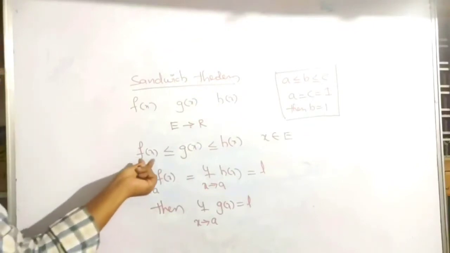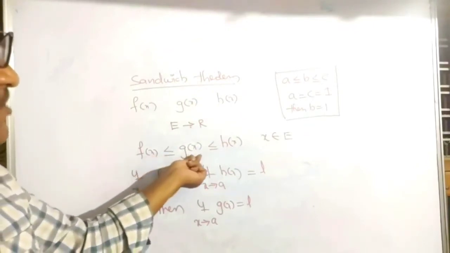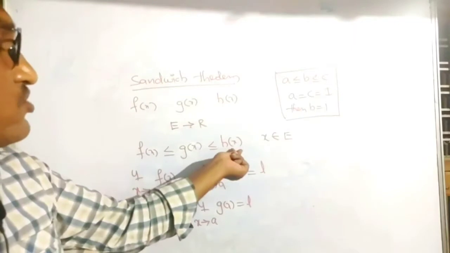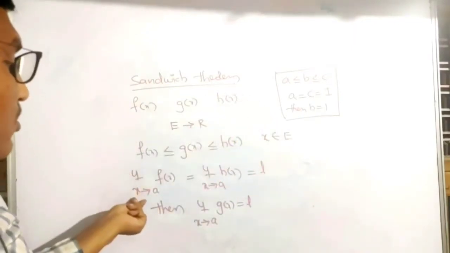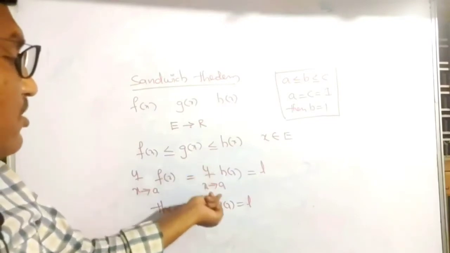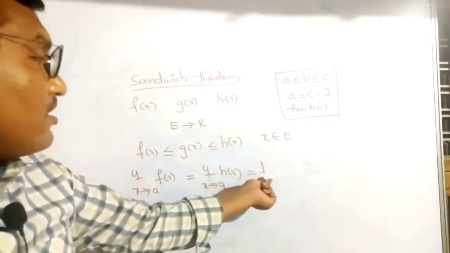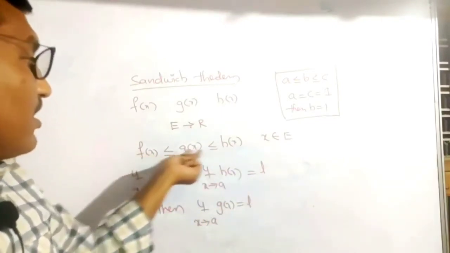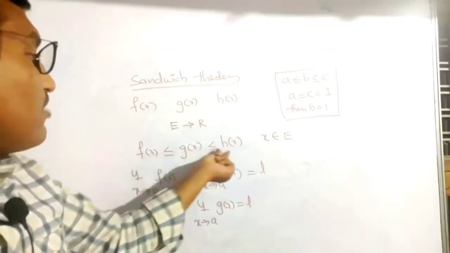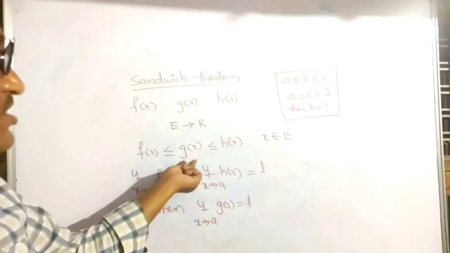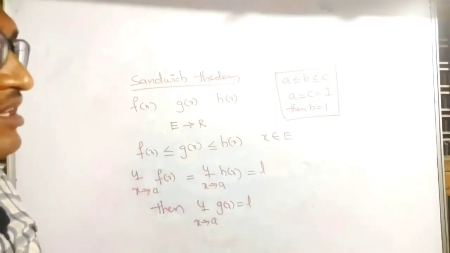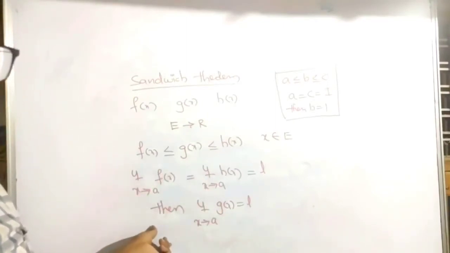So what happens here: f(x) is less than or equal to g(x), which is less than or equal to h(x), when x belongs to E. Then the limit as x approaches a of f(x) is equal to the limit of h(x), which is L. That means the limits of f(x) and h(x) both become L. Then automatically the limit of g(x) also becomes L. This is the sandwich theorem.